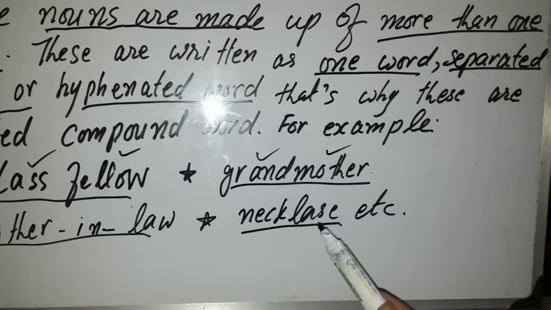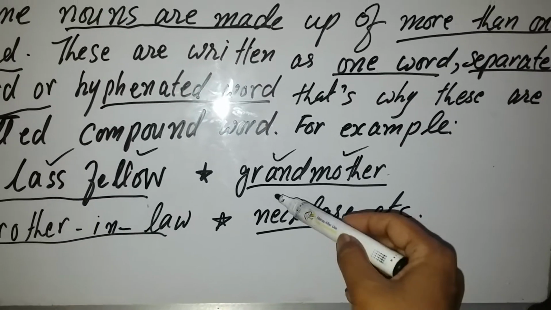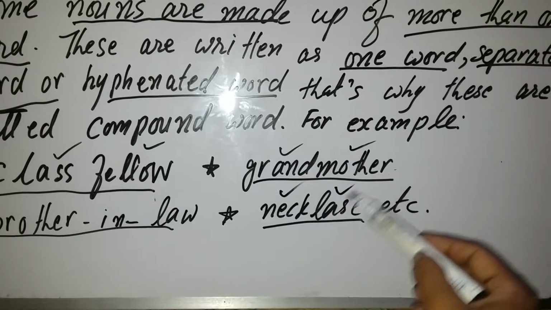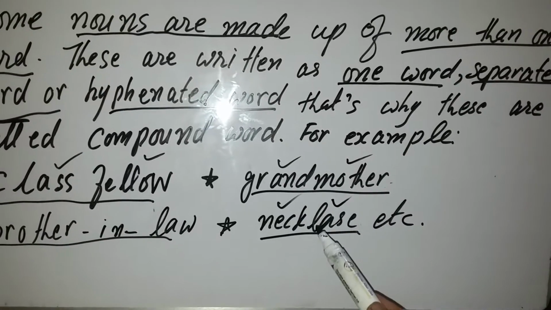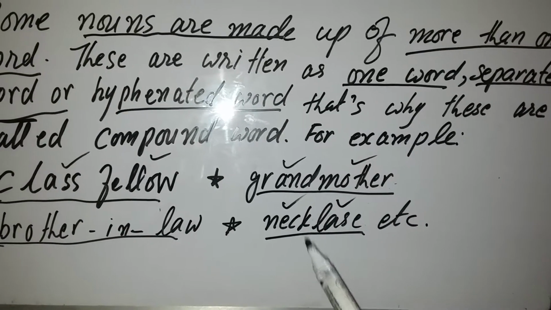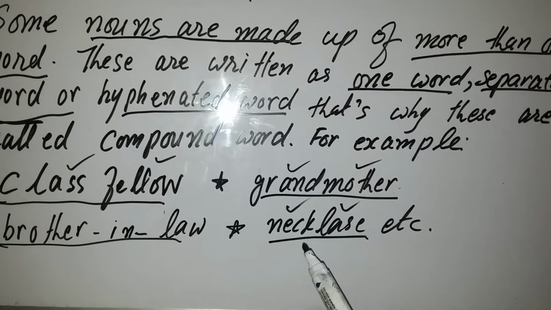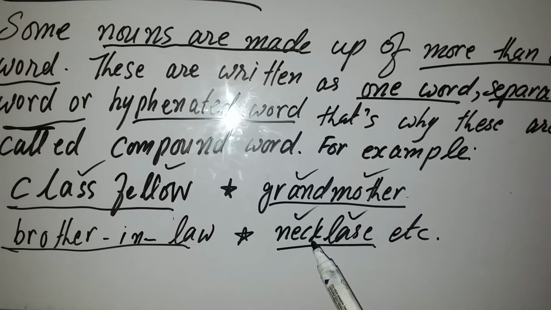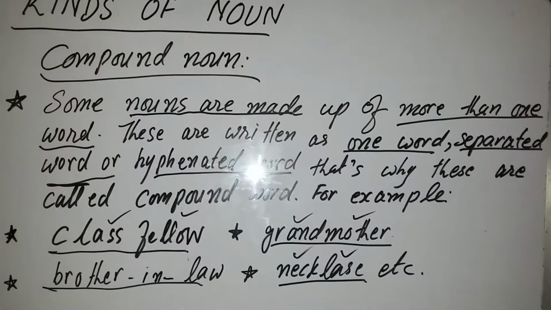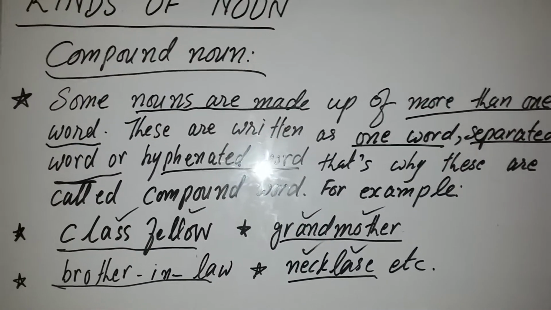And this one is necklace, another word. This is neck and this is lace. These are two words, and we have made it one word, and it is called compound noun. There is no space, there is no hyphen. So this is the definition and examples of compound nouns.